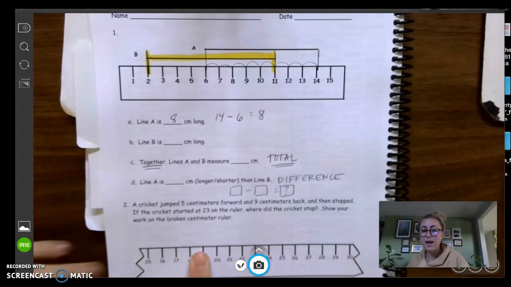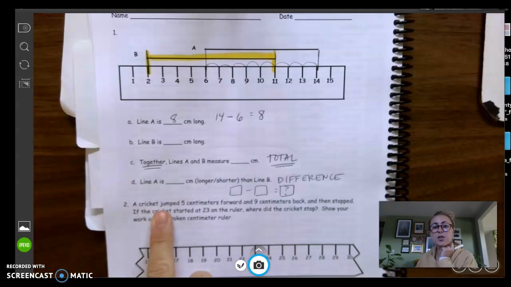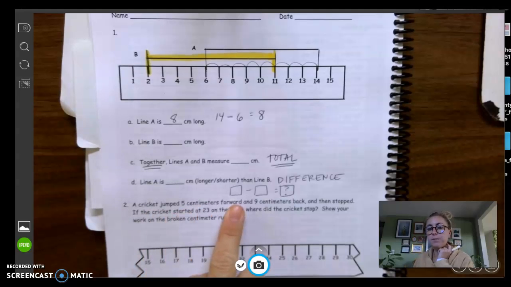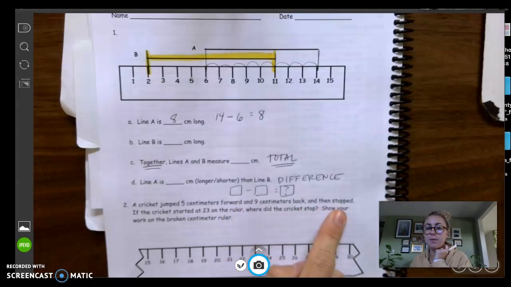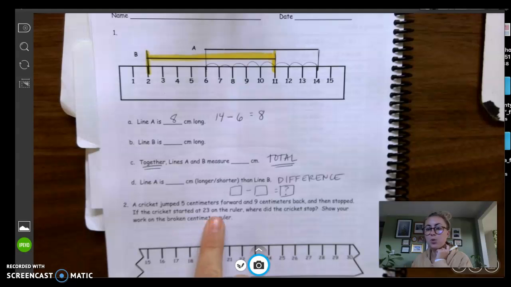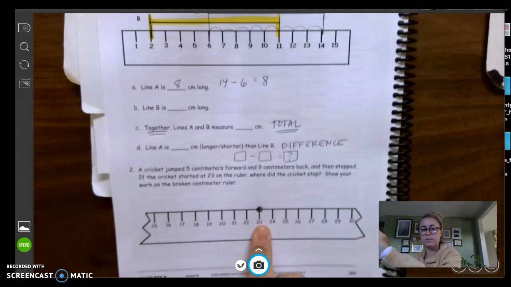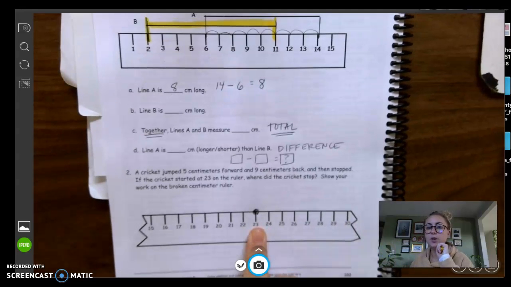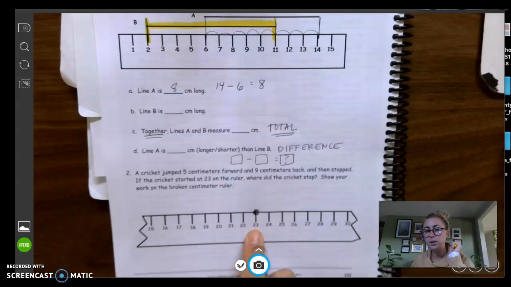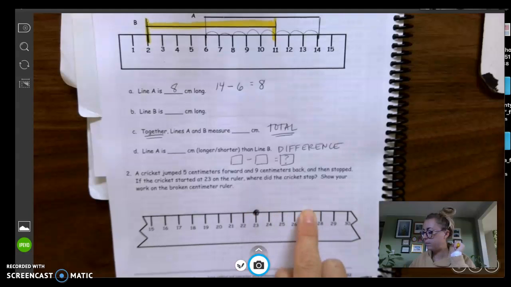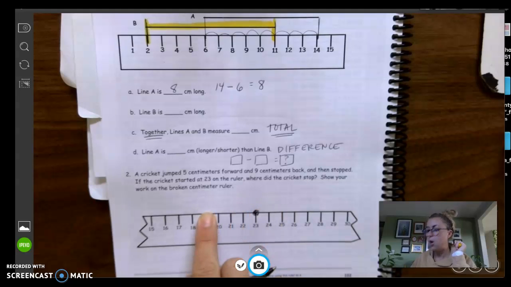For the next one, you're going to really have to use your brain because it's saying a cricket jumped 5 centimeters forward and 9 centimeters back and then stopped. If the cricket started at 23, where did the cricket stop? Show your work on the broken centimeter ruler. So you don't have to show your work because it's online, but you're going to have to think: it started at 23 and jumped 5 forward and 9 back. Where did it land? Okay.